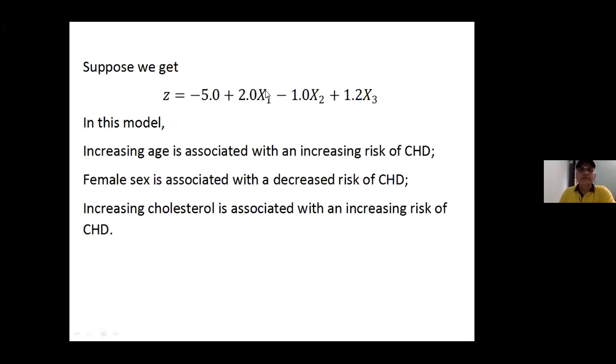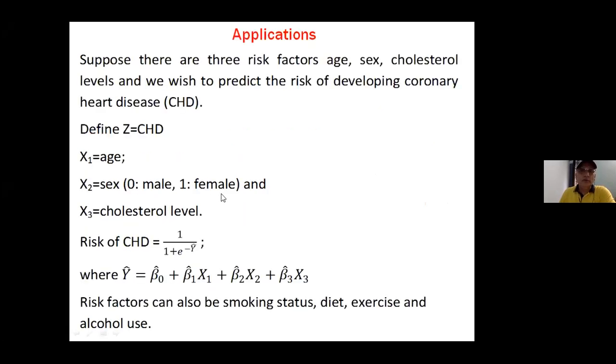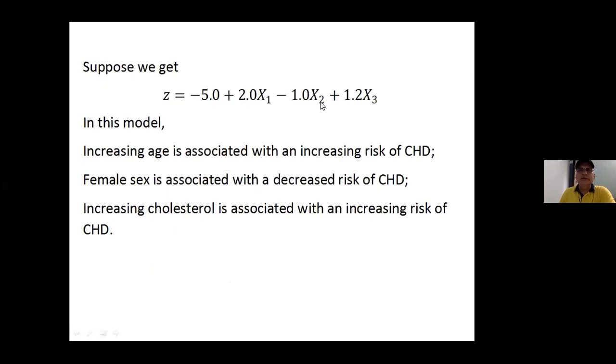Suppose his age is 65. He is a male. Male is, let me see what is the code for male. Male is 0, so I'll put this as 0. And then X3. X3 is cholesterol. So I note down the cholesterol level, put it here, and suppose I'll get the value of Z.